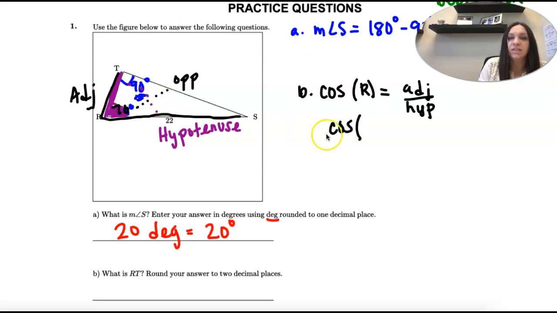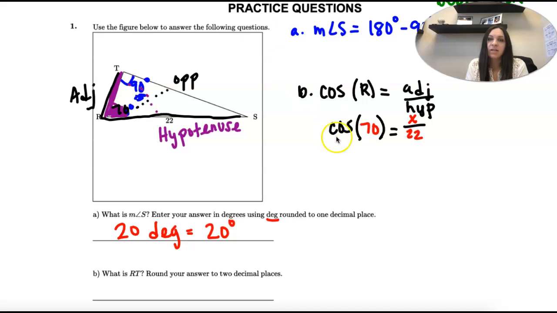The angle is 70 degrees. The adjacent side, that's our unknown, that's our x, and the hypotenuse side is 22. So here's the setup, here's everything plugged in. Now we solve, so we need to get x by itself. So to get rid of a fraction, we multiply by the denominator. So I'm going to times both sides by 22, we're just left with x over here. And then here we have 22 times the cosine of 70.